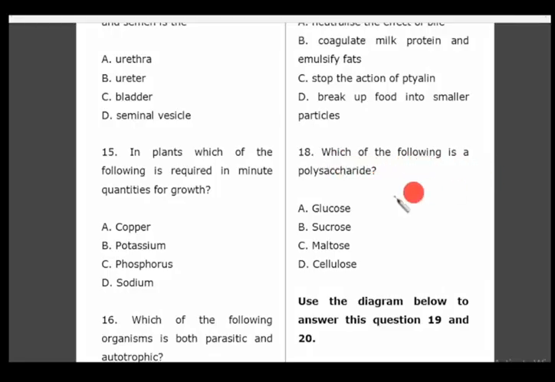So number 18 now. Which of the following is a polysaccharide? A. Glucose, B. Sucrose, C. Maltose, and D. Cellulose. Those are the options that we have. If we look at this question now, they are all carbohydrates, but it's looking for the polysaccharide amongst them.